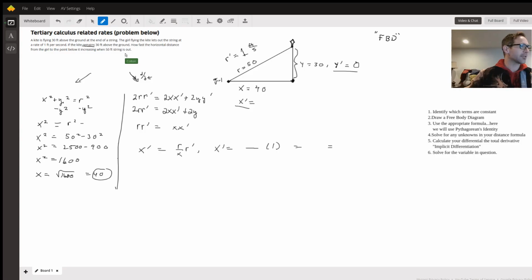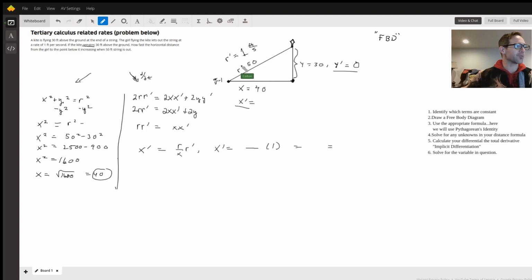We know that. Now, if it's going at a rate of 1 foot per second and it remains 30 feet above the ground, we know that it's remaining there. That means that your derivative with respect to your vertical velocity or rate of change there is going to be 0. Here is labeled. Now, it asks us how fast the horizontal distance from the girl to the point below is increasing when 50 feet of the string is out.